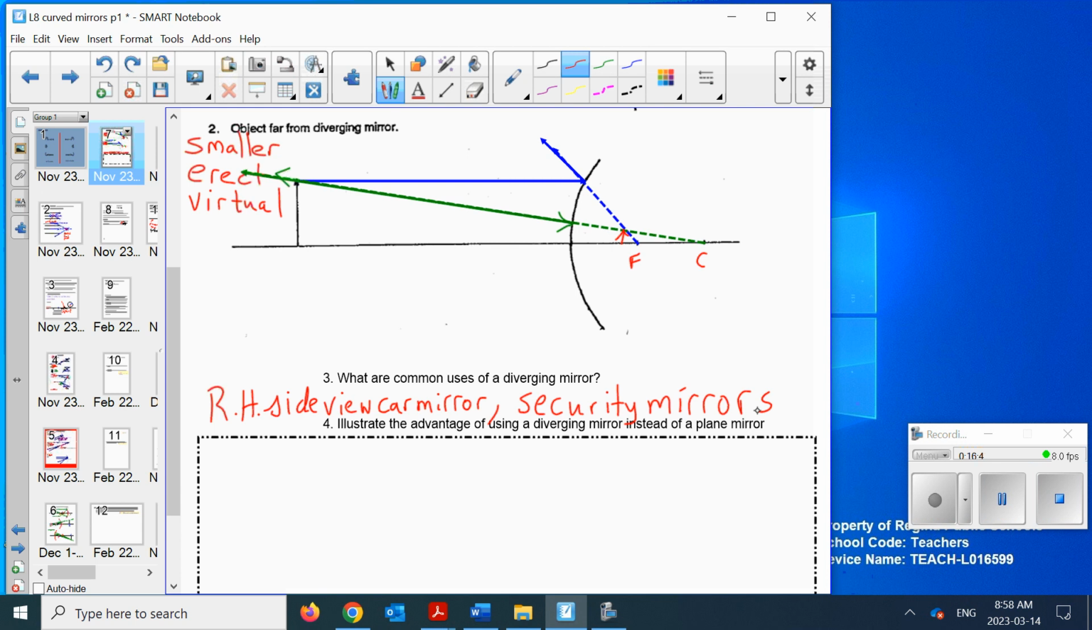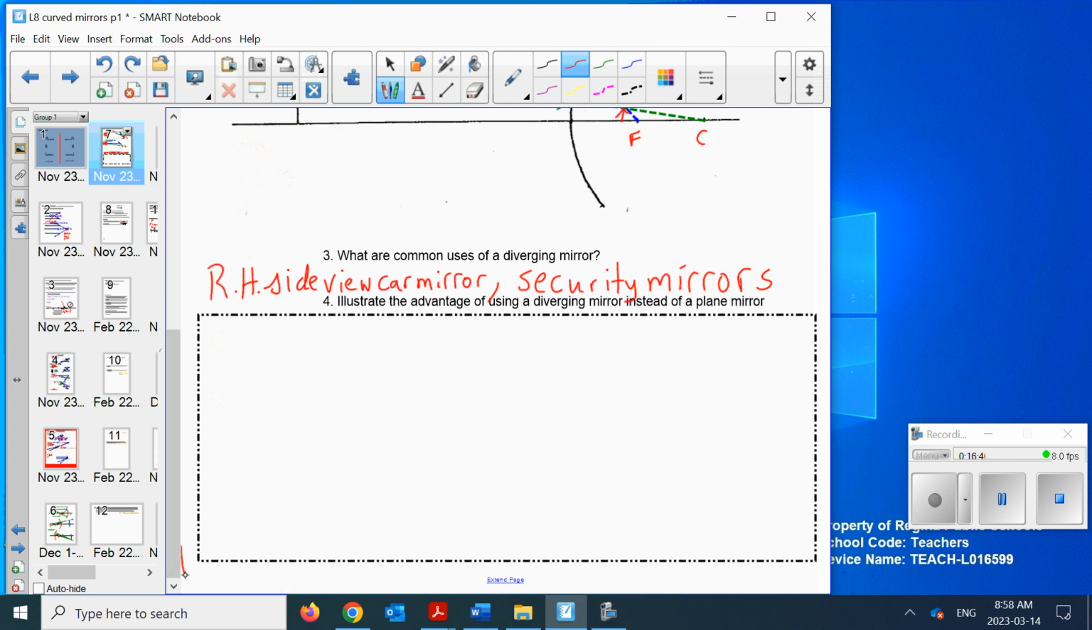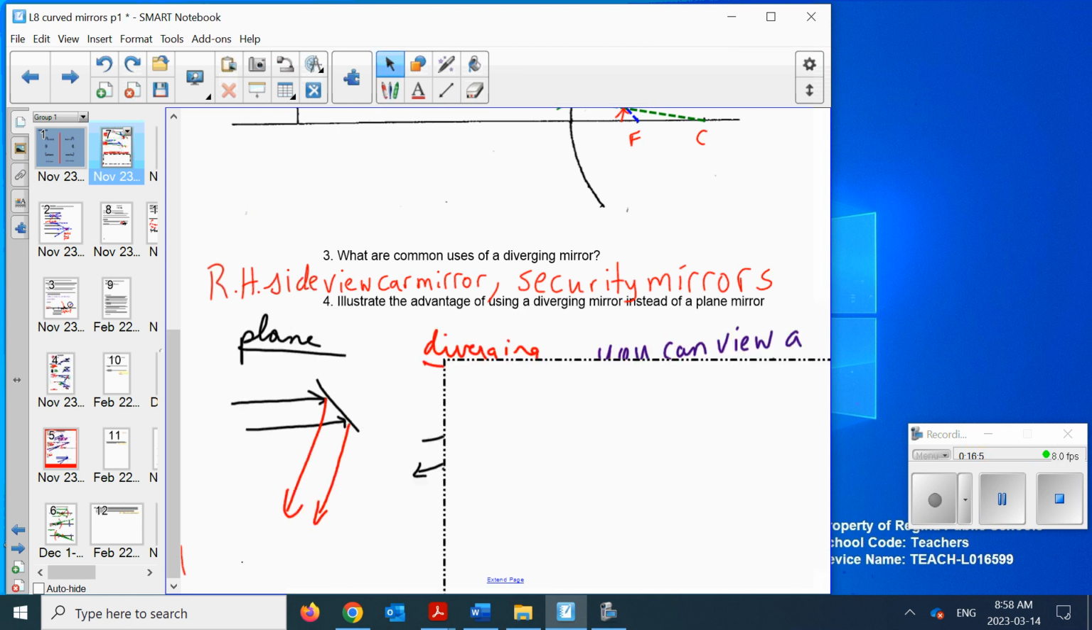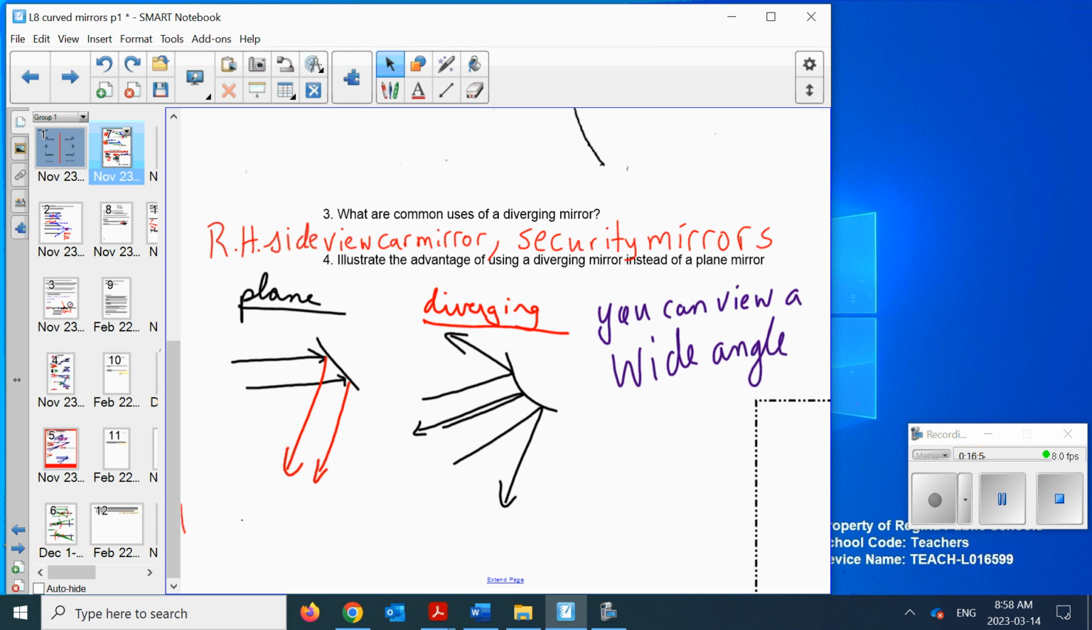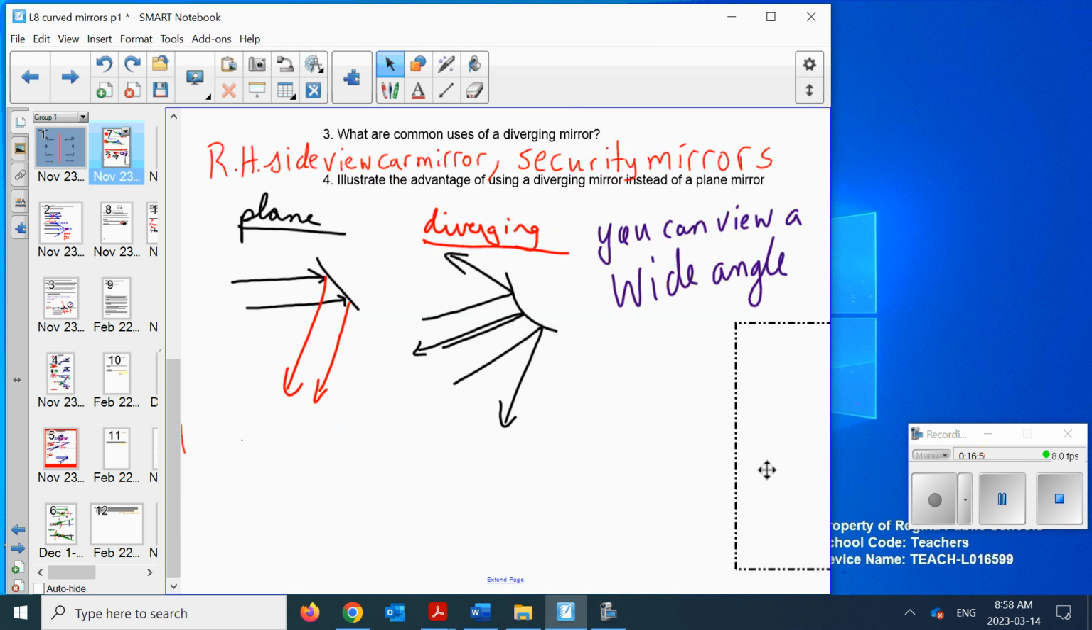Now, to illustrate the advantage, I did the drawing ahead of time just because it takes long. I'm slow, so I'm going to remove this box. The advantage is you can view a wide angle. If I have a flat mirror, a plane mirror, you see how it reflects every way. Diverging mirror, got a large, wide angle. And pause the video.